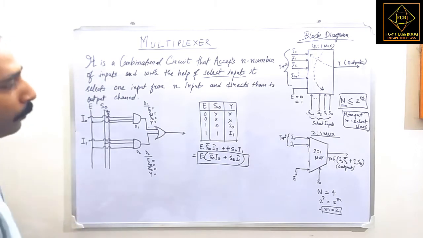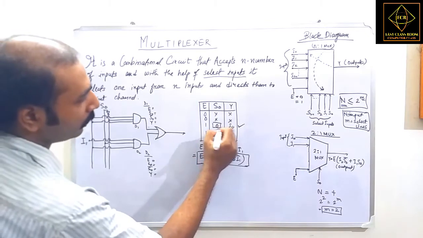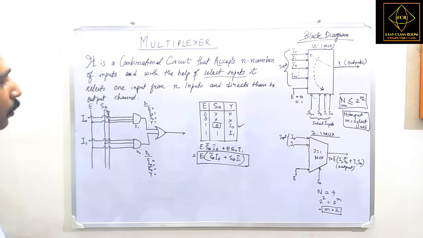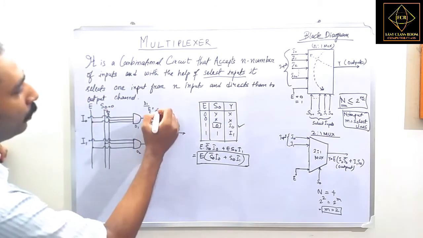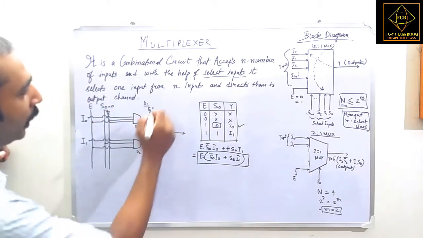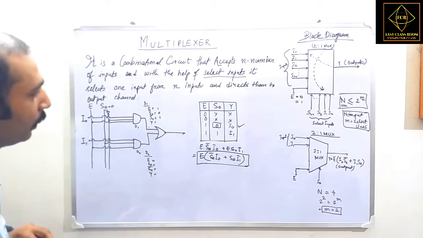So for S0 equals 0. So when S0 is 0, E is 1, so S0 bar equals 1.